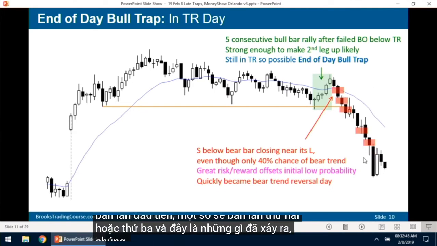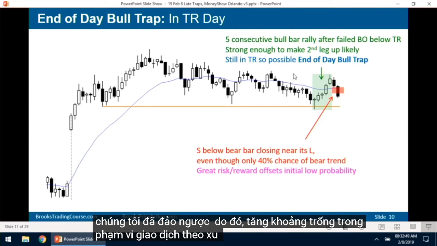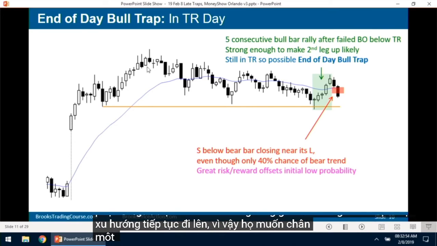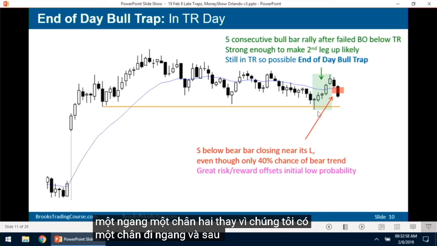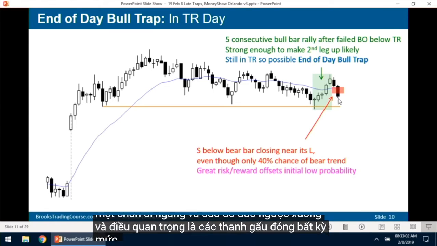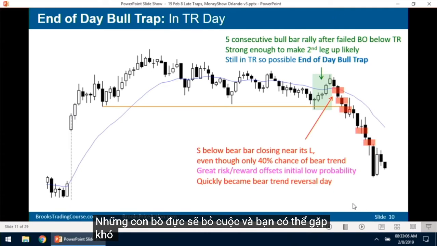And this is what happened. We ended up reversing. So gap up, bull trend, trading range. The bulls wanted trend resumption up, so they wanted leg 1 sideways, leg 2. Instead, we got leg 1 sideways and then reversal down. And the key is bear bars closing near their lows. Bears will start to sell, bulls will give up, and you can get a swing down.